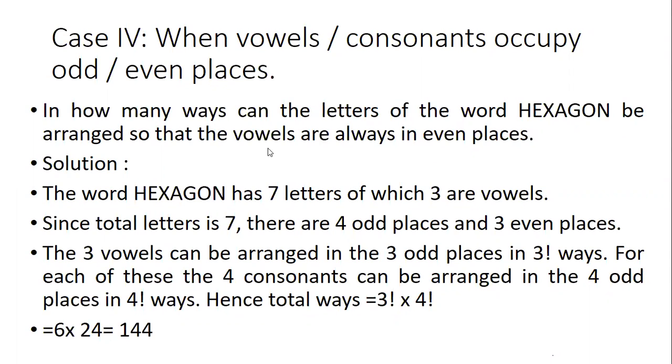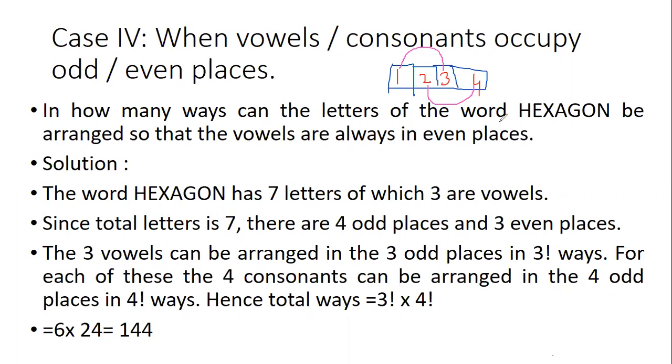Now, when vowels and consonants occupy odd and even places. Let's say we have a 4-letter word: 1, 2, 3, 4. In such questions, they will keep either the odd places fixed or the even places fixed. Even places are the second letter, the fourth letter, sixth letter, eighth letter, like that. They will give a condition for an even letter, or they'll give a condition for an odd letter. So that is why we have the type: vowels and consonants occupying even and odd places. Let us see the question to understand it better.